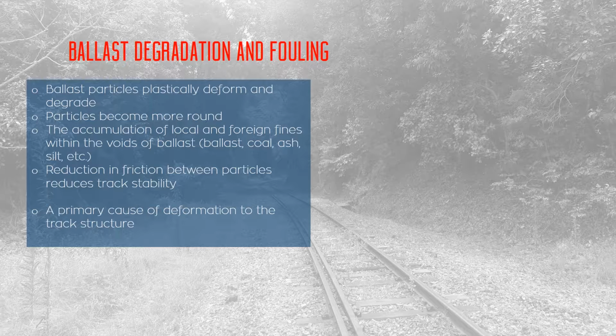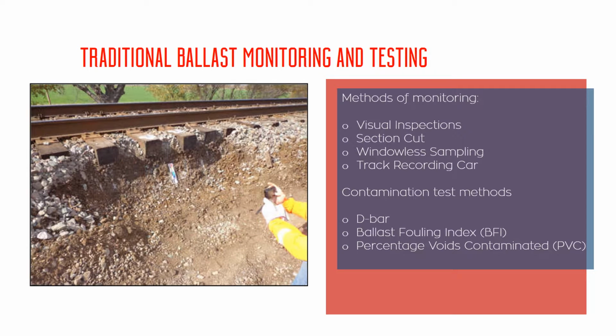Ballast fouling and degradation have previously been overlooked by the industry. However, in recent times there has been heightened interest to determine the best course of action to manage the ever-prevailing issue. Traditionally, there are several methods of inspection which are used to identify the condition of track ballast. Some of the most common of these include visual inspection, section cuts, windowless sampling, and track recording car inspections.